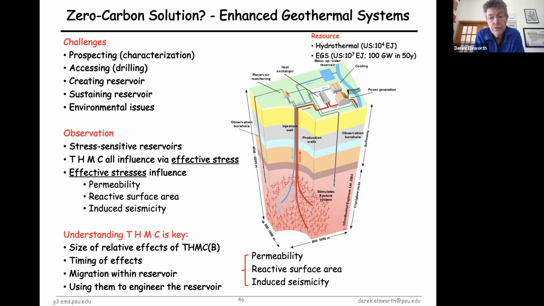You drill this blue borehole that might cost you $5 million or $10 million to get down there. You create a reservoir that's not existing, that has permeability, by hydraulically fracturing it. And then you circulate cold fluid from the blue well into a return well, which is the red well, and you bring it up to the surface and use that to generate electricity. And you can do that anywhere in the US if you can solve the problems of developing the technology to do that.